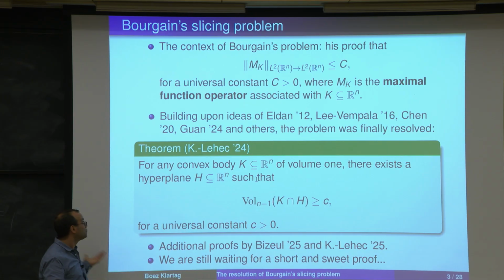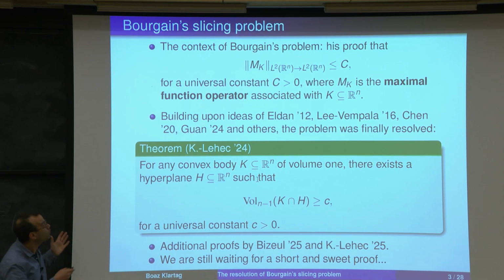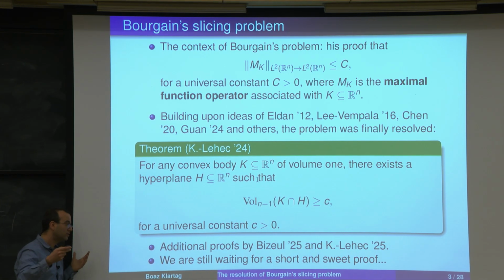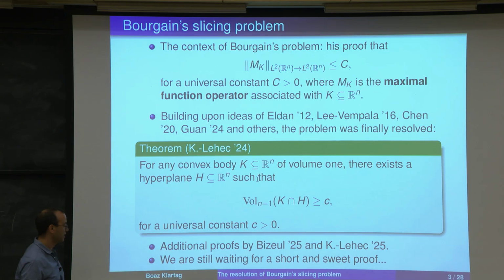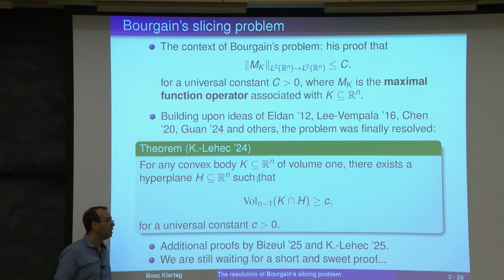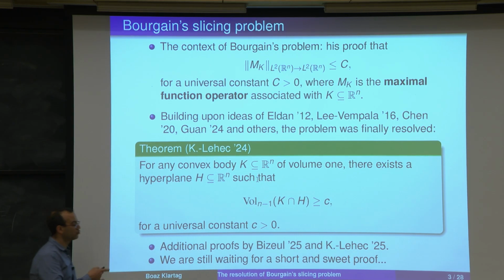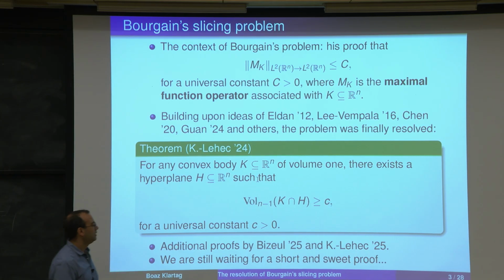Now we have 3 proofs of this theorem. All of them use Eldan's stochastic localization from Ronen's PhD, but they have some differences. There is a proof by Pierre Bizeul from the Weizmann Institute. And there is another proof that we have with Joseph that gives something slightly stronger, called thin shell and slicing. And I'll discuss mostly this proof in this lecture, in more detail.